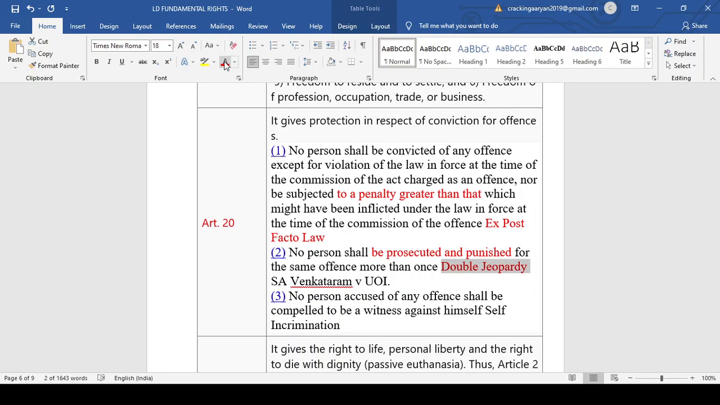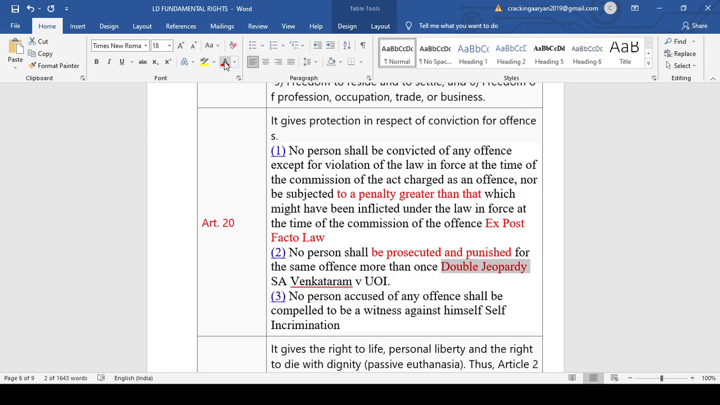That is double jeopardy. Today I have committed murder. I have been charged with life imprisonment. Tomorrow, not life imprisonment, you take the example of imprisonment for 10 years. Today, 12th of August 2021, I committed murder and I am charged with imprisonment for 10 years.